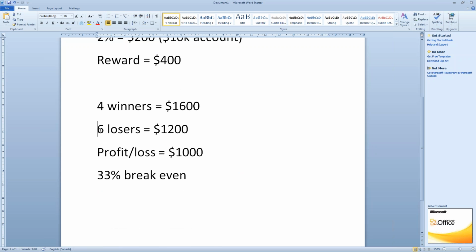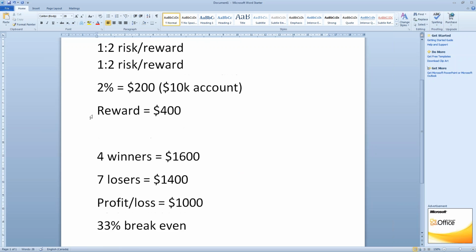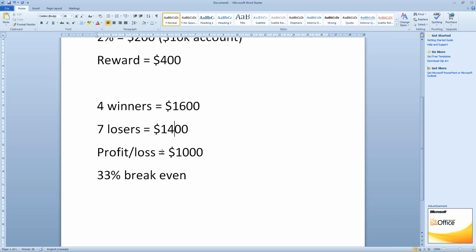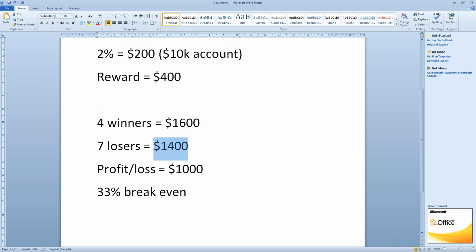Because then when you have the 7 losers, I know what my 7 losers are worth, right? 7 losers at $200, that's $1,400. Did I do that right? Yeah, that's my risk. 7 losers, $1,400. So I know always what my risk side of the trade is. Oh, yeah, I did that right.